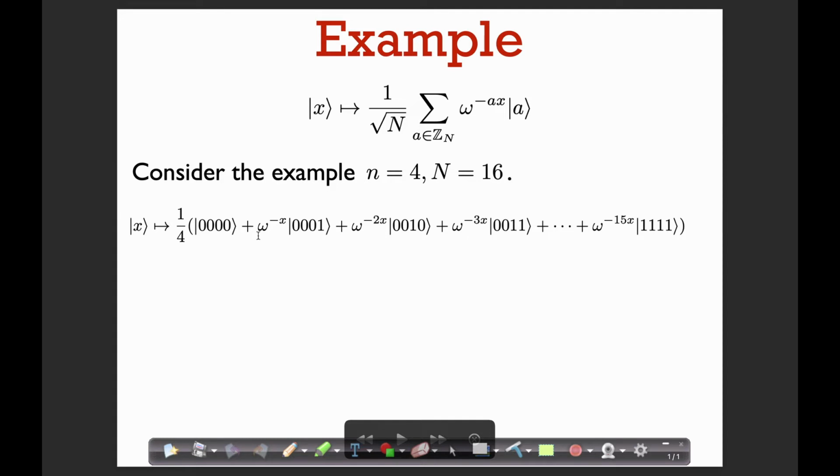Okay, so if I just write that out here, 1 over root n, that's 1/4, and we want to map x to this. So the coefficient of the all zero state should just be 0. The coefficient of the state here encoding 1 should be omega to the minus x. Here, this is the binary representation of 2, so we want the coefficient to be omega to the minus 2x, etc. Okay.